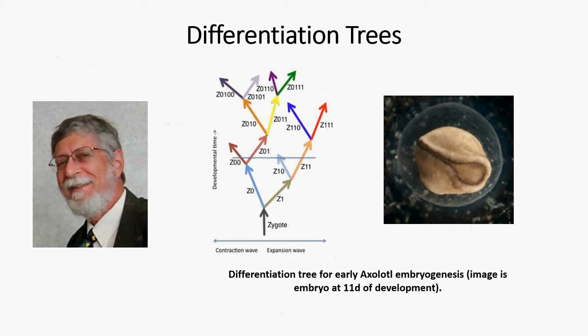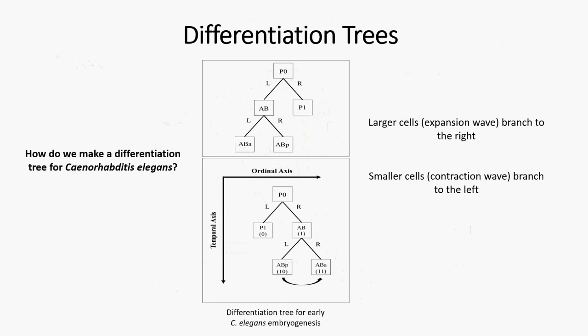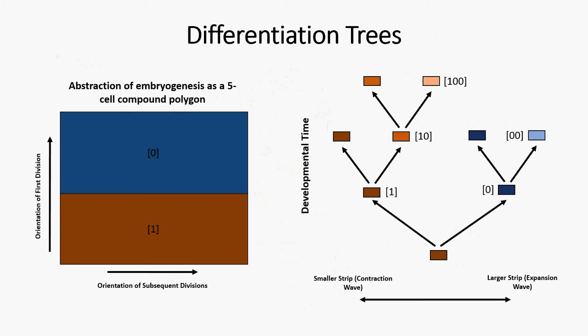On the right, we have an axolotl embryo. And in the middle, we have a differentiation tree for the axolotl, which is based on the differentiation of tissues over time and their relative size relative to one another. And that gives us information about differentiation. So in this example, we've made a differentiation tree from a lineage tree in C. elegans, and we can look at larger cells as being analogous to an expansion wave and smaller cells being analogous to a contraction wave. And those terms are relevant to differentiation tree theory or differentiation wave theory. This is something that you can read about more from Dick Gordon's work.